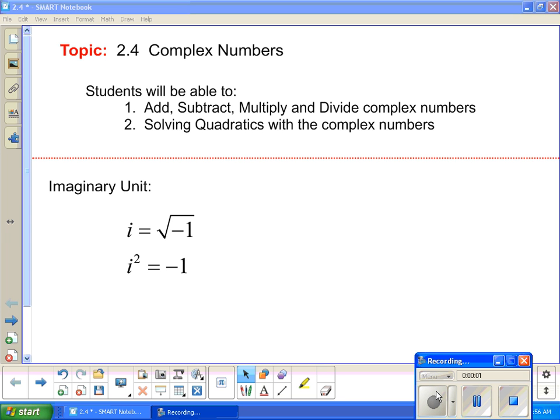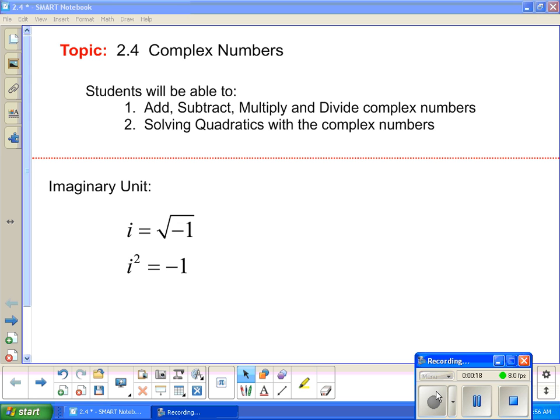Okay, today's topic is complex numbers and what students will be able to do. We're going to add, subtract, multiply, divide complex numbers and then solve with complex numbers. Complex numbers, again, they contain the imaginary unit.